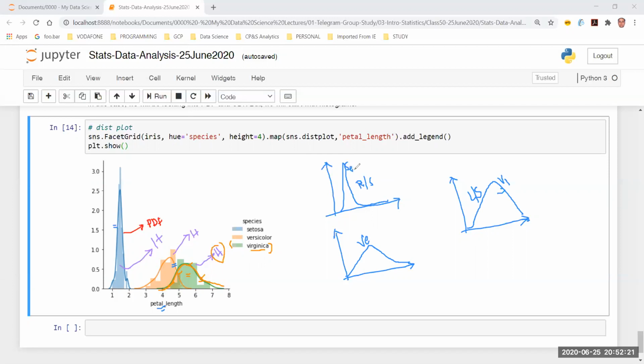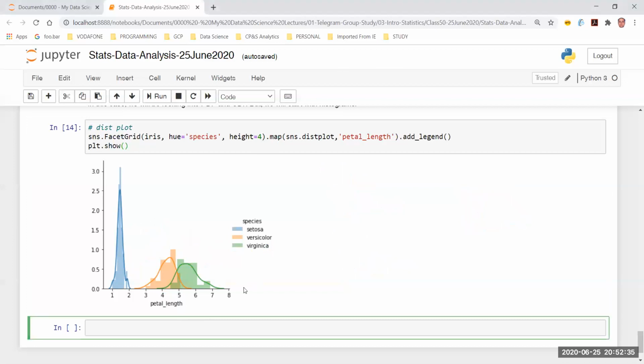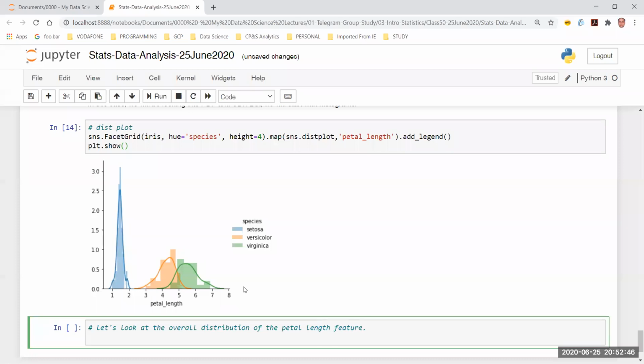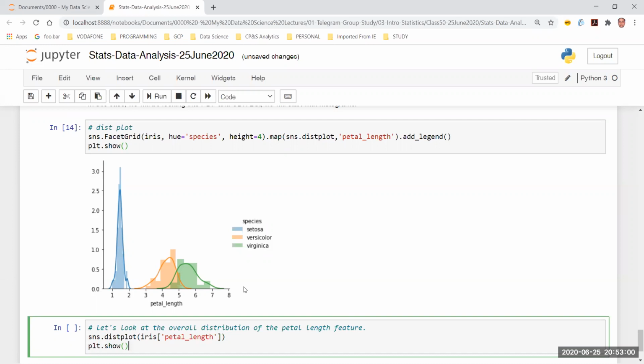Now this is the probability density function. This is not the actual distribution. Why this is still not the actual distribution is because we have not looked into the individual distribution of the petal length. So what I mean by that is, let me clear the drawings. Let me go to the next cell and look at the overall distribution of the petal length feature. To do this clearly, I'm going to say dist plot and enter here iris. I hope the command is right, but if it is not, I'll cross check. So let's do a plt dot show and see how it goes.